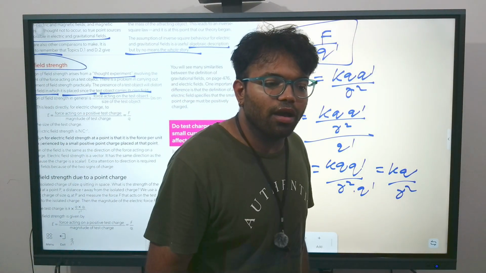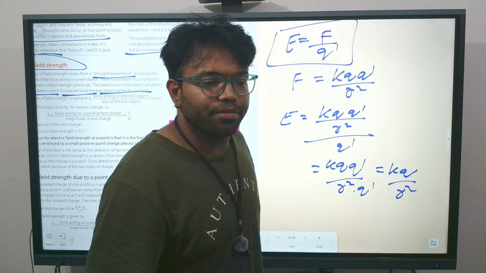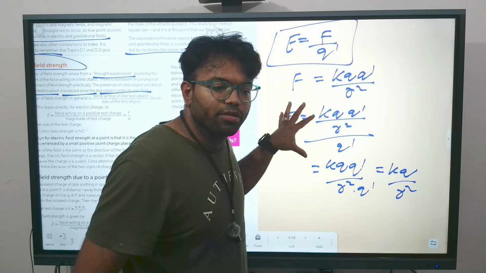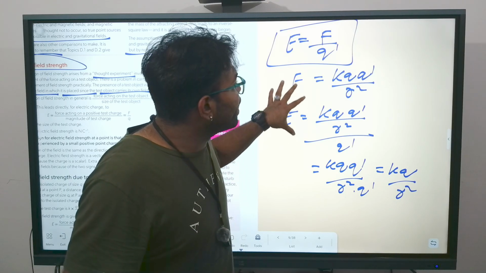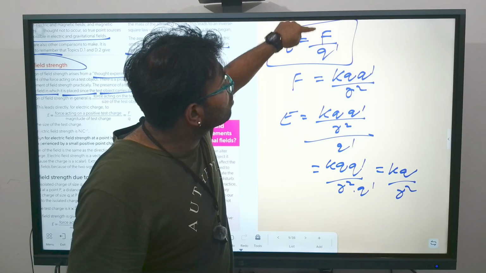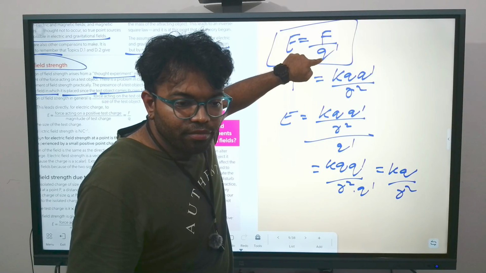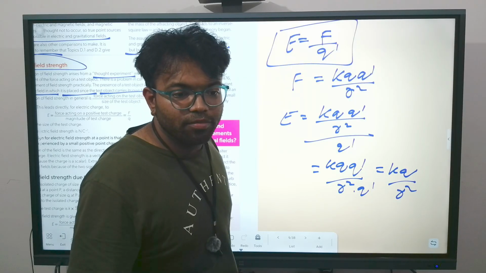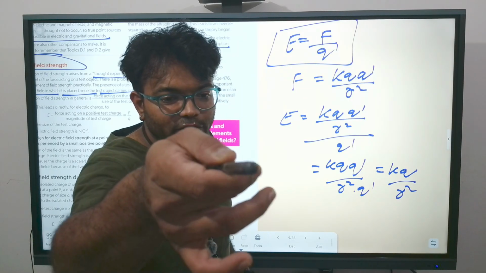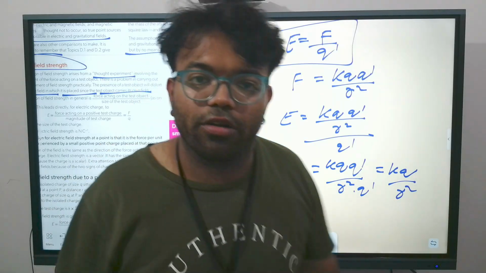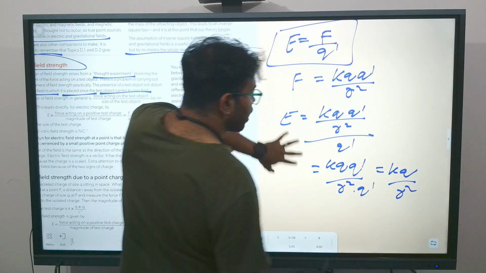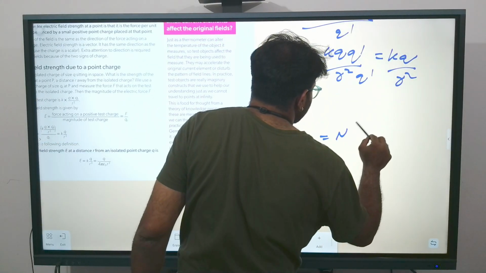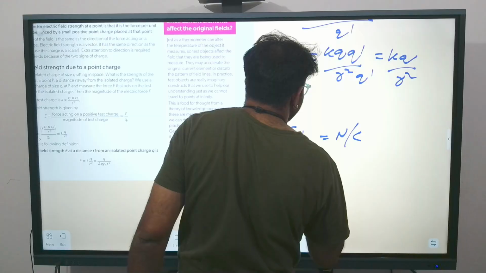Understood? This is the formula for the electric field. Now, the electric field is what? How did we get the formula for electric field? Force divided by charge. Force is newtons, charge is coulombs, so newtons per coulomb. So the SI unit of electric field becomes newtons per coulomb.